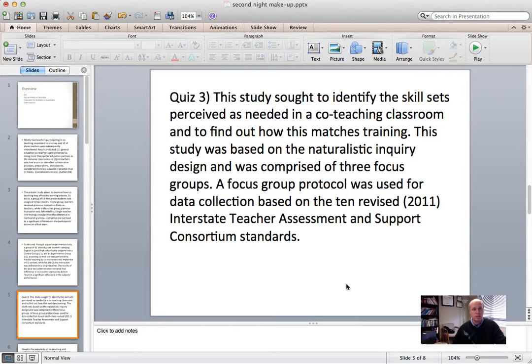This one's a little trickier because you don't see numbers and it doesn't sound quite as much like a study, but it is. They did naturalistic inquiry with 3 focus groups. And so they're actually conducting a data collection session with people in a focus group. That's primary source research.